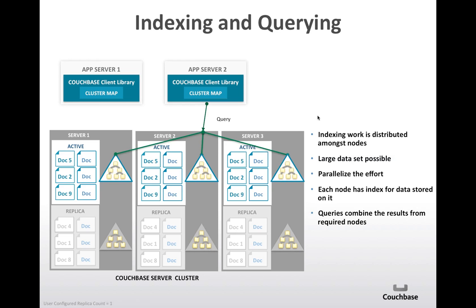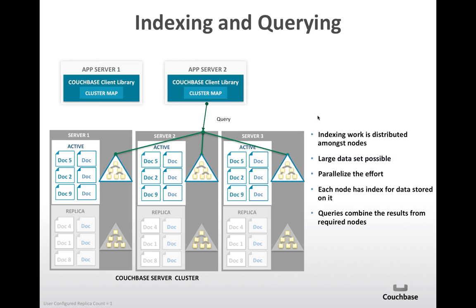When a client needs to query the data, given that queries need to be executed across the entire cluster, because we don't know where exactly the data is, it has to be executed across the cluster. The client randomly selects a server from the cluster and sends the request. In this example, let's say the app server sends the request to server 2.